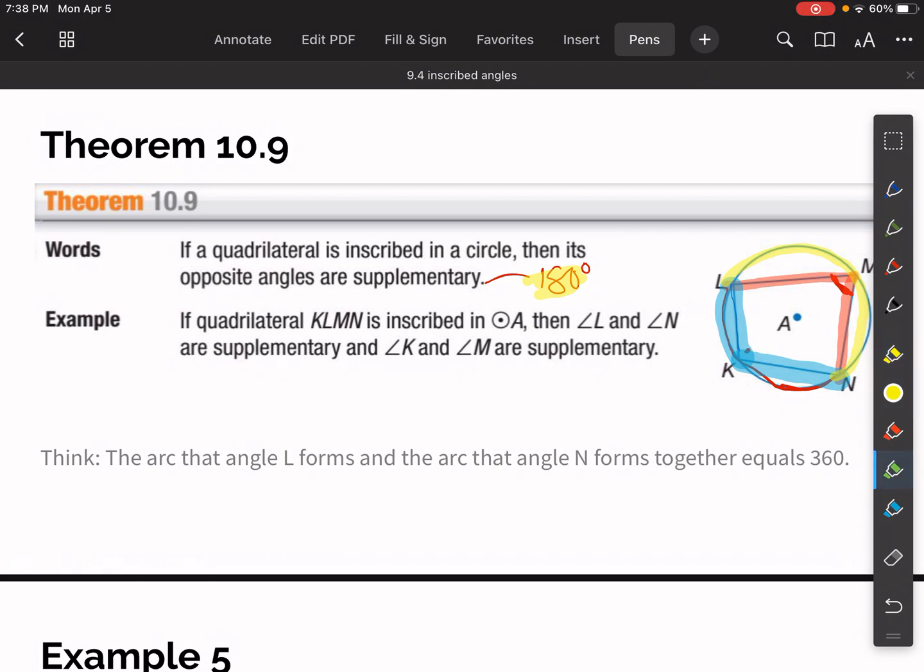It would be true if we had looked at N and L as well. I'm trying not to use these angle signs because I don't want you to think those are congruent. L and N add up to 180, and K and M add up to 180.